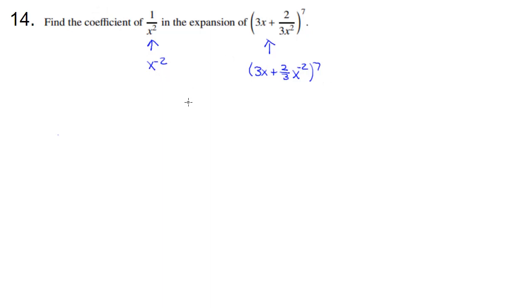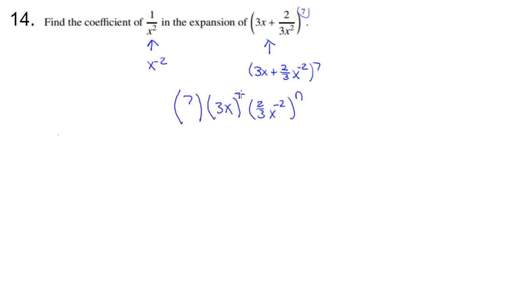Now I'm looking for a particular term, so I'm not going to go and do a whole expansion. I'm just going to find this one term. And the way I'm going to do this one term is by writing choose, and then the top number has to be a 7. And I don't know what the bottom number is going to be. I do know that I'm going to multiply by 3x to some power, and then 2/3 x to the negative 2 to some power. And the question is simply, what are those powers? So I know they have to add up to negative 2.